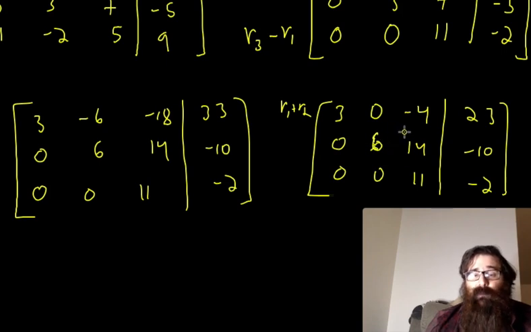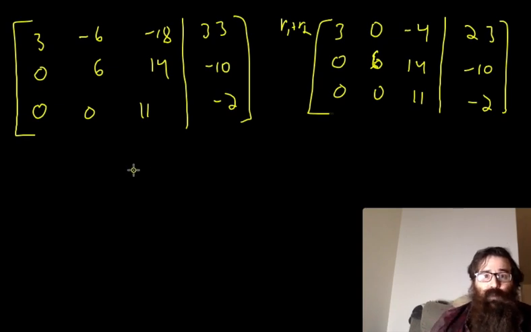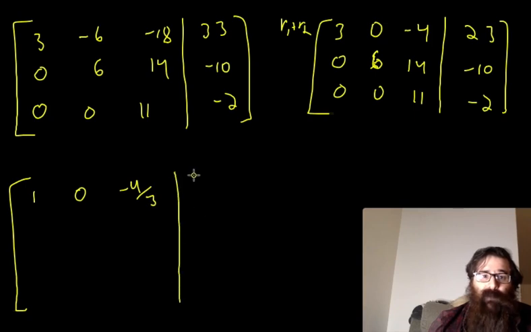Now to answer the question, we can probably answer it already, but let me just sort of really illustrate the point here. Let me scale these back down. So let me do a 1/3 row 1, trying to get the leading ones back. I would do a 1/6 row 2. So I'm trying to get these all as leading ones, and I would have to do a 1/11 row 3. So scaling these now, for row 1, I'm going to get 1, 0, negative 4/3, augmented with 23/3.